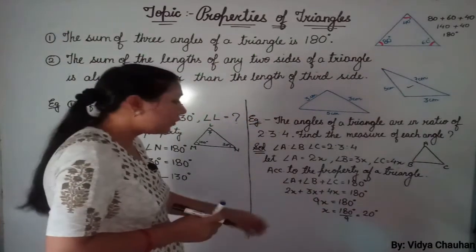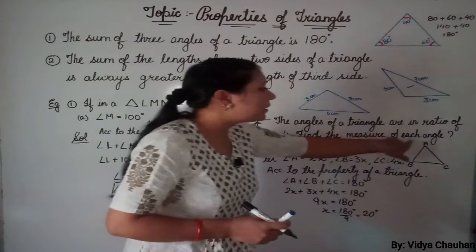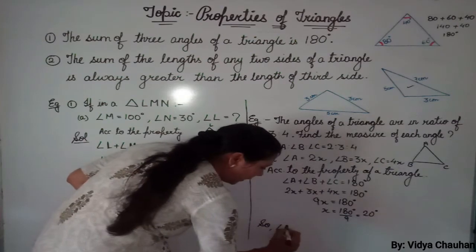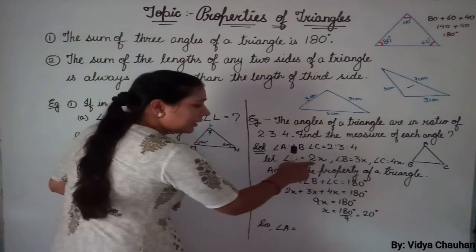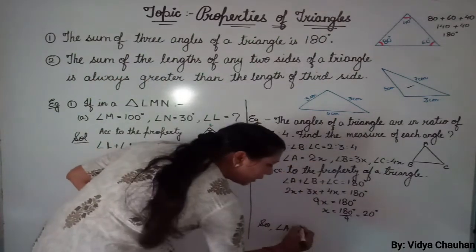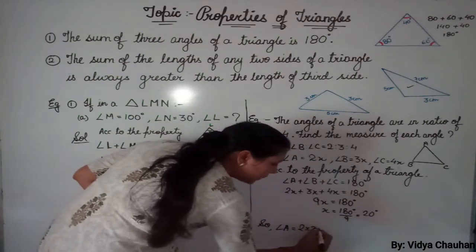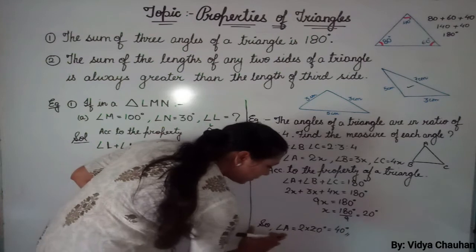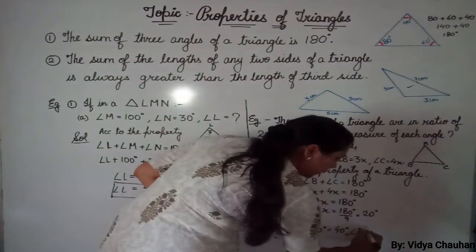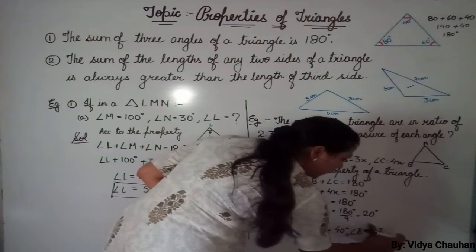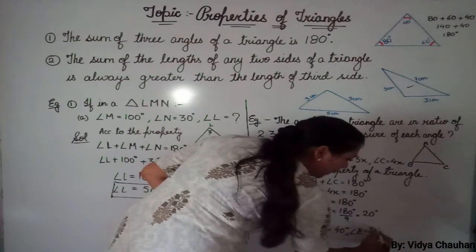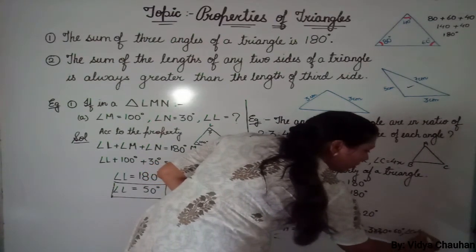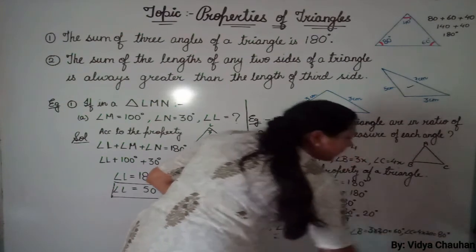Now this is not the end, because what we have to find is the three angles, the measure of each angle. So from here, what is the value of angle A? Angle A is 2 into x. So that will be 2 multiplied by x, that is 20 degree. So the answer is 40 degree. Angle B is equal to 3 into 20, which is 60 degree, and angle C is equal to 4 into 20, which is 80 degree.